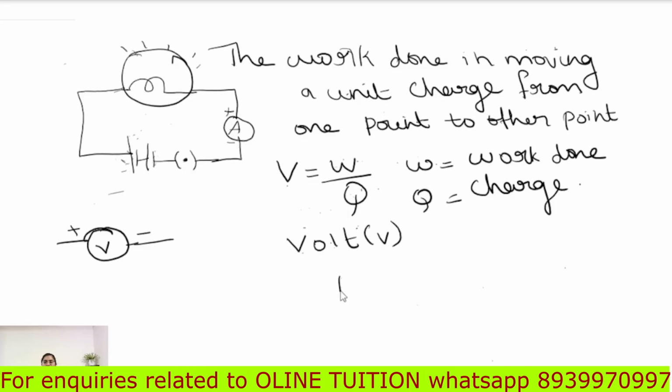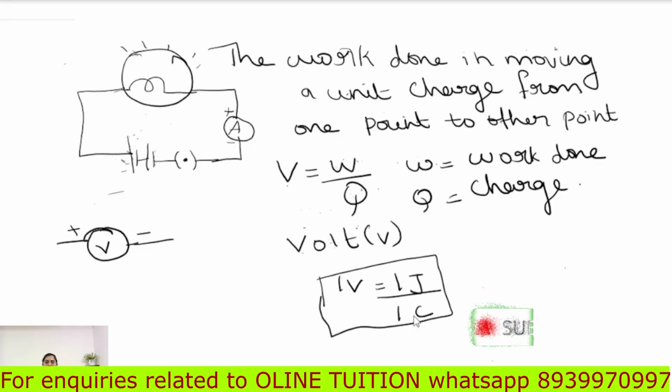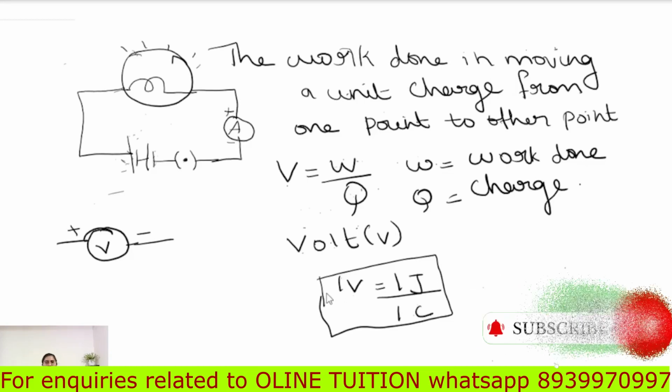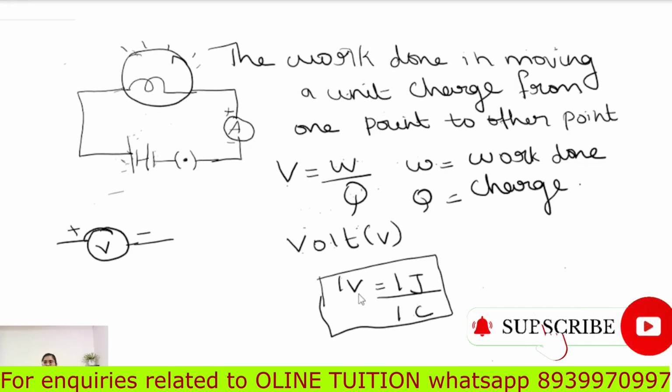Next, we have to see what is 1 volt. 1 volt means if you are doing 1 joule of work in moving a unit charge from one point to the other point, that is known as 1 volt. 1 volt is equal to 1 joule per coulomb. The work done in moving a unit charge from one point to another point is known as a 1 volt.